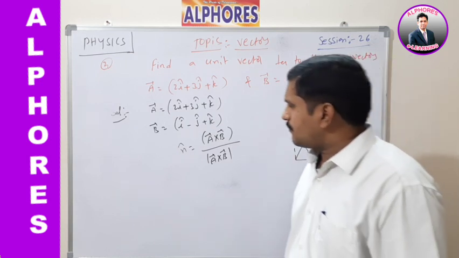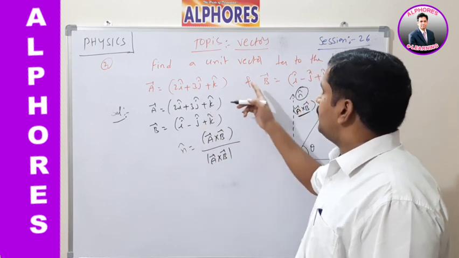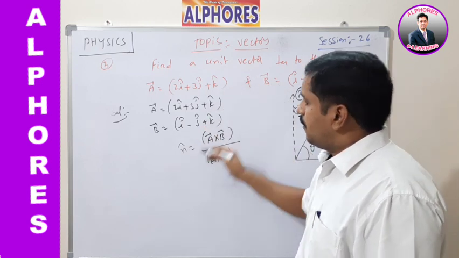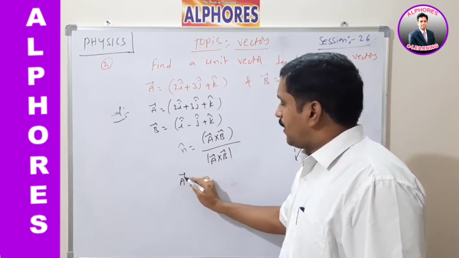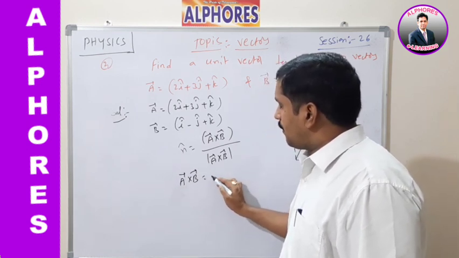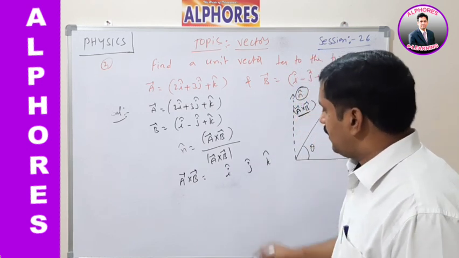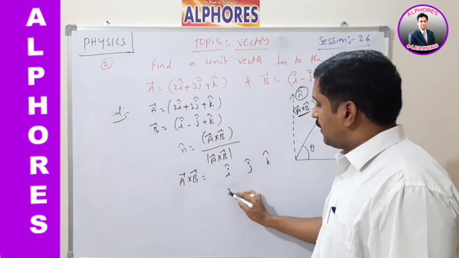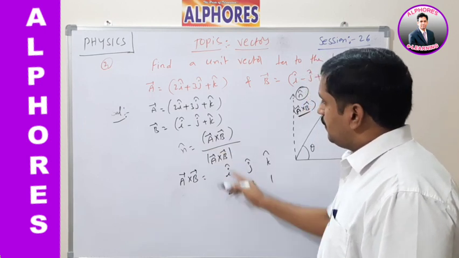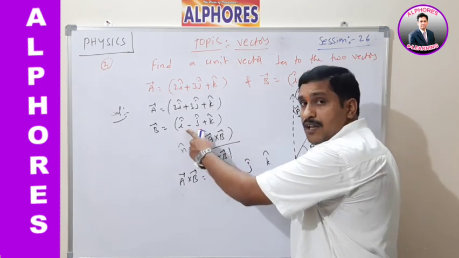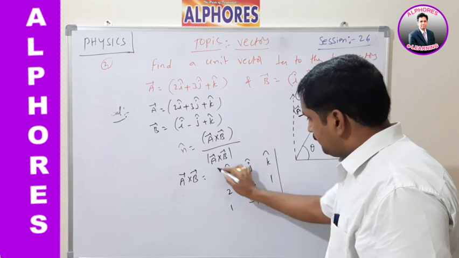Listen, all of you. In order to find this unit vector which is perpendicular to A bar and B bar, first of all you have to find this value. I have to find A bar cross B bar initially. According to this method: i cap, j cap, k cap. Now A bar coefficients: 2, 3, 1. And B bar coefficients: 1, minus 1, plus 1.